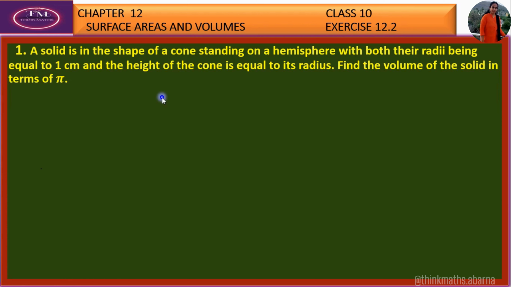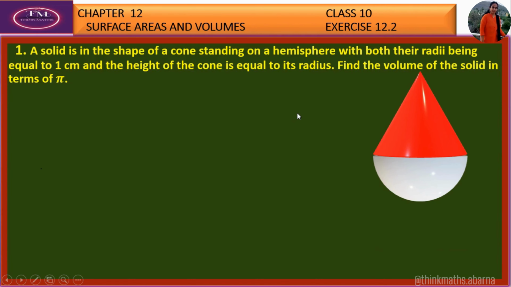So here there is a shape. The shape is in the form of a cone. This cone is standing on a hemisphere. So in the hemisphere, a cone is standing on its top. So there is a cone on top. So this is the shape.